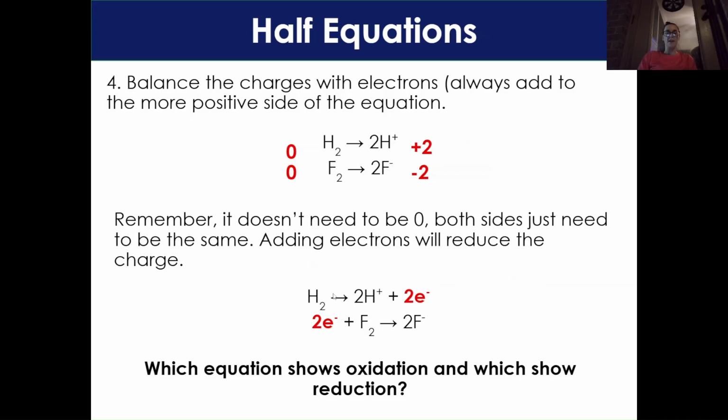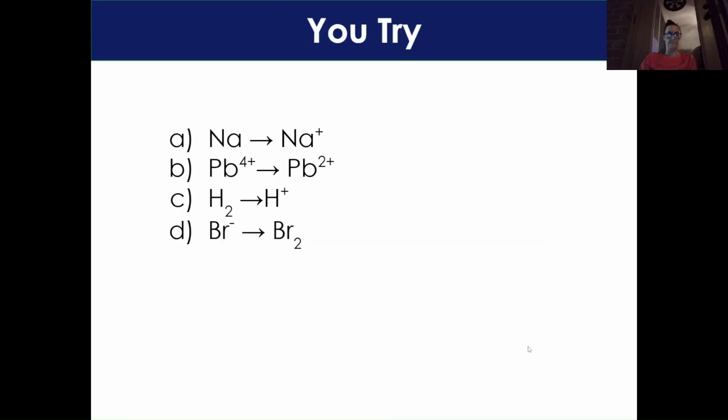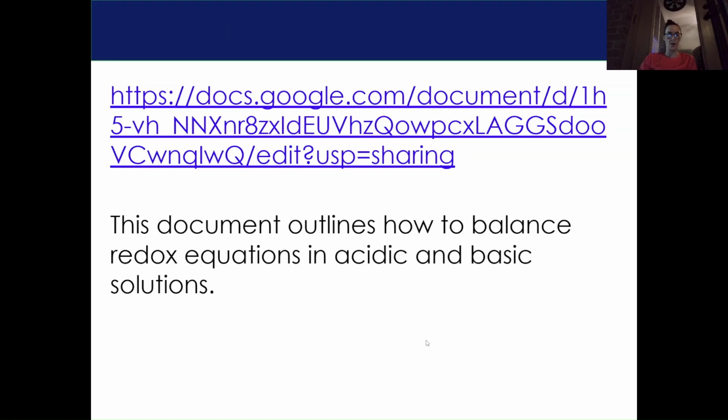Because of that, and you know hydrogen is being oxidized, you're going to put the electrons on the product side because it is releasing electrons. And in the case of fluorine, it is gaining those 2 electrons to form the 2 fluoride ions. So the hydrogen shows the half reaction for oxidation, and the fluorine shows the half reaction for reduction. And you can do the same thing here. You can write the half reactions for these if you want to try it out and check your work.